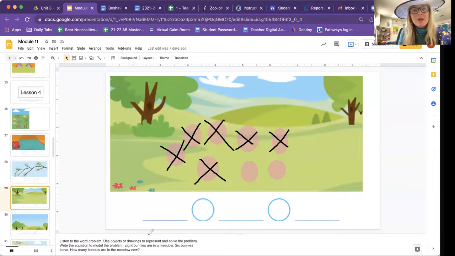What number goes here? And then do you remember this is a subtraction sign? How many left? How many bunnies hopped away? Write that number here. Now, I need an equal sign. How many bunnies are left? That number goes right here. All right, pause the video while you do this.